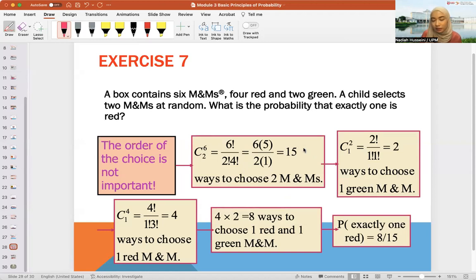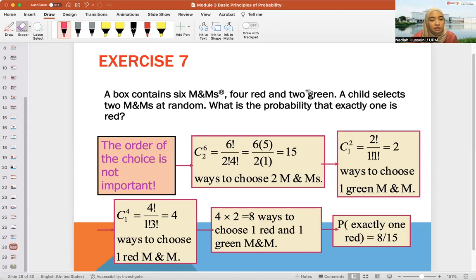Okay, exercise number 7. This one is a little bit confusing, so I want everyone to pay attention. A box contains 6 M&Ms. Again with the M&Ms, 4 red and 2 green. A child selects 2 M&Ms at random. So here we can already say that our subset is 2, out of the 6. What is the probability that exactly 1 is red?